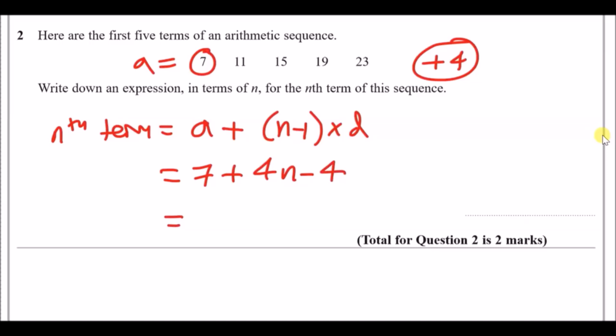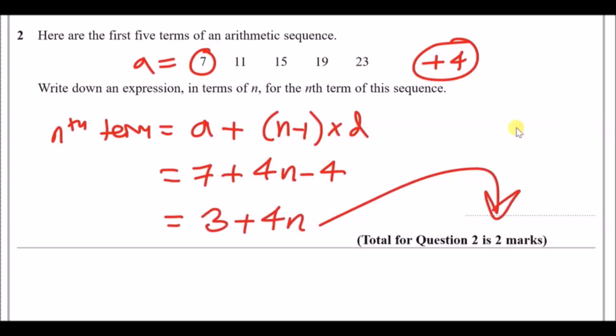And just tidying up now, collecting like terms. So you're going to have 7 minus 4 is 3. So it'll be 3 plus 4n. That's it, guys. All you have to do.